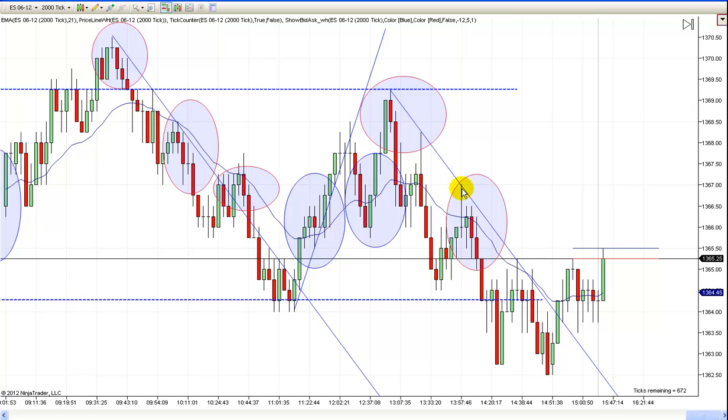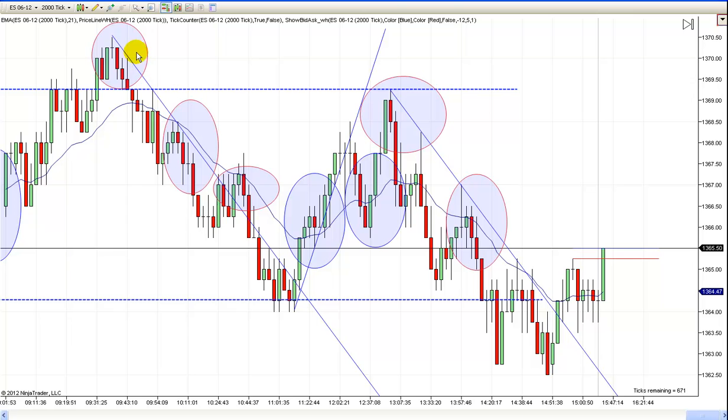Now we came right off the trend line. It's a 2-legged pullback to the EMA and the trend line, in a trending market.